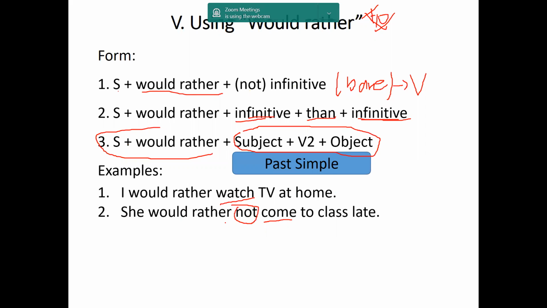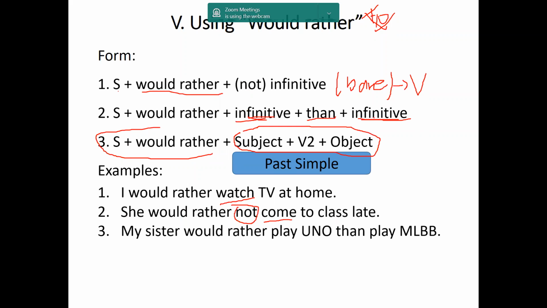And number three, you want to compare one infinitive to another infinitive. So here, my sister would rather play Uno than play Mobile Legend. Keep in mind that when you want to compare different verbs, you must put the different verbs. But if it is the same verb, like play Uno and play Mobile Legend, the word play you can put, or if you don't want to put it, that's okay. So you can say my sister would rather play Uno than MLBB, or my sister would rather play Uno than play MLBB. You can put play one time or two times, it's up to you. But if we have different verbs, you must put the verb.